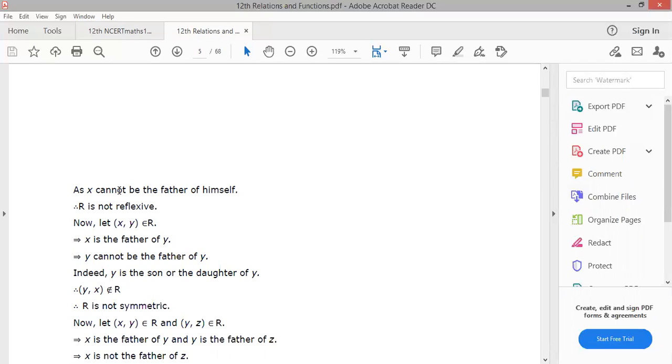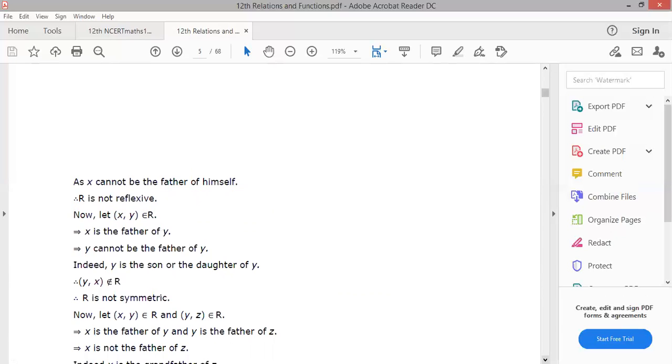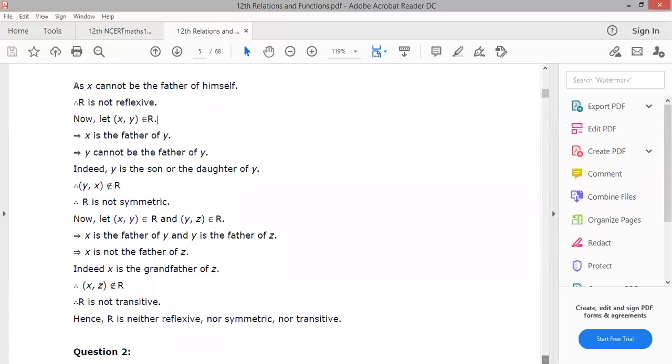Is it symmetric? No. Why? Because let (x, y) belong to R, that means x is father of y. If we take this as x is father of y, we cannot say y is father of x in any case. So this is not a symmetric relation. Is this transitive?